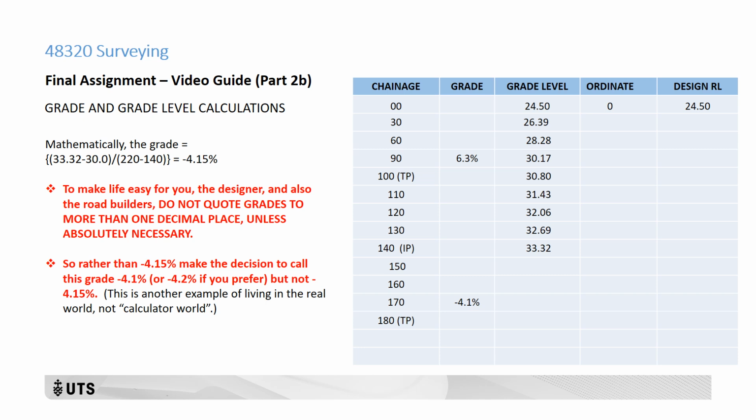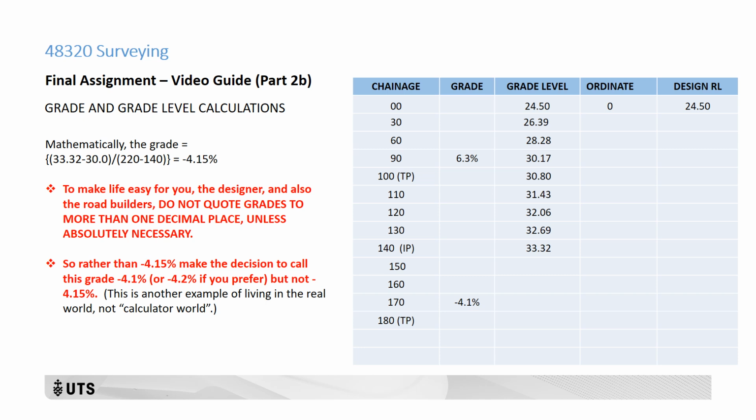Okay, so mathematically we've locked in the grade as the grade's been found to be minus 4.15%. To make life easy for you as the designer and also for the road builders, we don't quote grades to more than one decimal place unless it's absolutely necessary. So once again, you make the decision. Are we going to make it minus 4.1 or minus 4.2? Because we're living in the real world, not in calculator world.